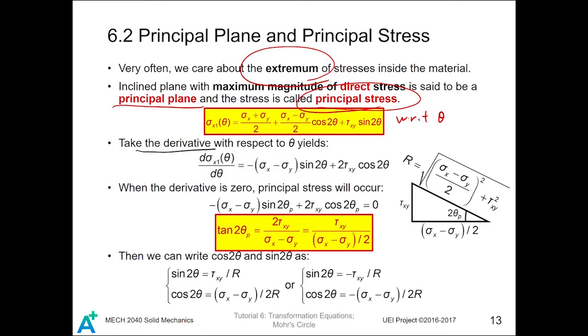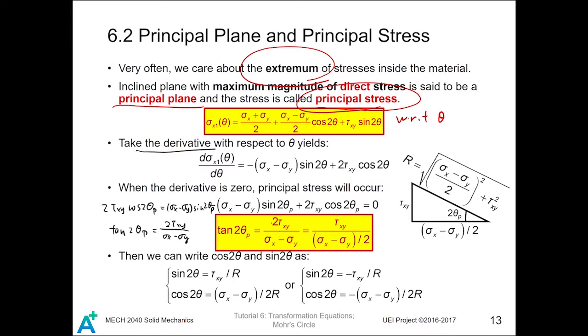Then the derivative of sigma x1 with respect to theta, after differentiating, equals minus sigma x minus sigma y. We wish to solve when the derivative equals 0. Then this equation will become this. Solving for this equation, we can have 2 tau xy cosine 2 theta p equals sigma x minus sigma y sine 2 theta p. Then we have tangent 2 theta p equals 2 tau xy divided by sigma x minus sigma y.